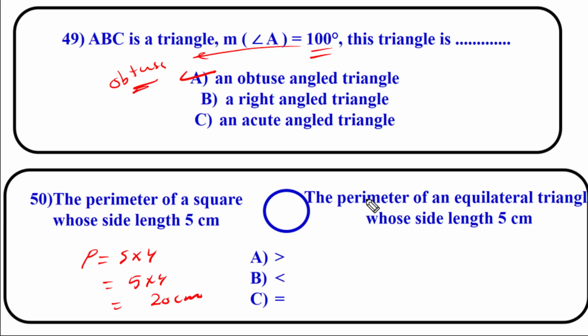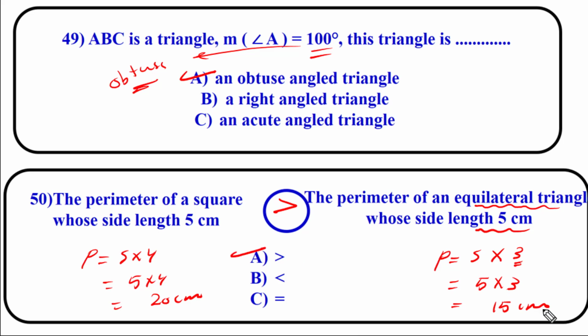The right hand side, the perimeter of an equilateral triangle, so all sides are the same, whose side is what, guys? It is 5 cm. To find its perimeter, just multiply its side length by 3, because we have 3 sides of the triangle. Now its side length equals 5. 5 times 3 equals 15 cm. Now 20 is greater than 15, so we write here greater than. The correct answer is A.